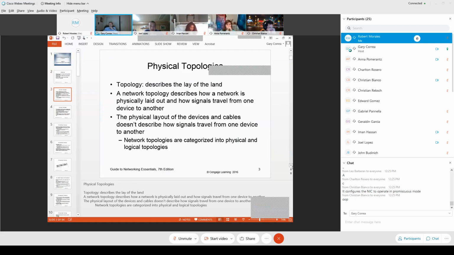And forget about the bottom dot. We'll talk about logical and physical later. It's very important, but we're going to talk about it today in a few minutes. The middle dot's the big one: the lay of the land. How is the network physically laid out, and how do the signals travel?